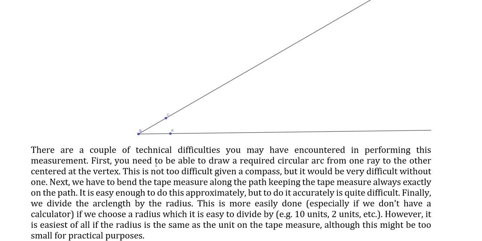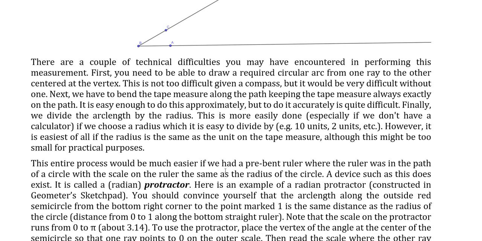Now, the first part's pretty easy. Laying the tape along the path and bending it on there is pretty easy to do approximately, but it's pretty hard to keep it right on the path enough to measure with any accuracy. Finally, the final step is you have to divide the arc length by the radius. It's going to be a lot easier if you're dividing by something like 10 units or 2 units, or better yet, just 1 unit, although 1 unit might be too small for practical purposes.